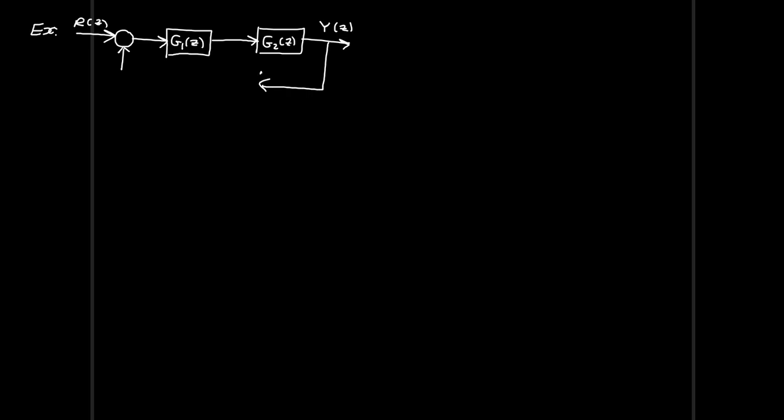Let's discuss another example. Let's assume we have the following block diagram: R of Z, here we have G1 of Z, here we have G2 of Z, and let's assume this is Y of Z. A feedback with a gain of H of Z is used.